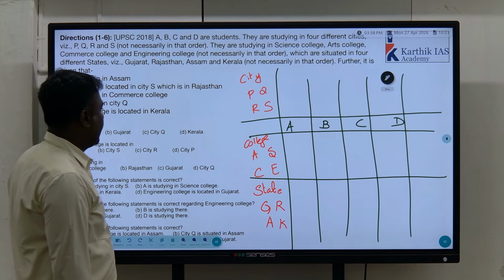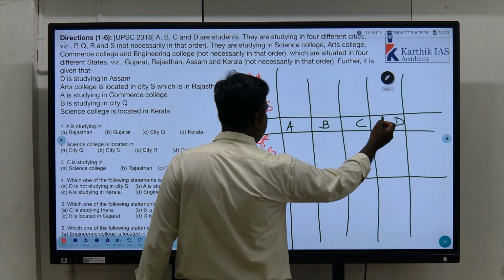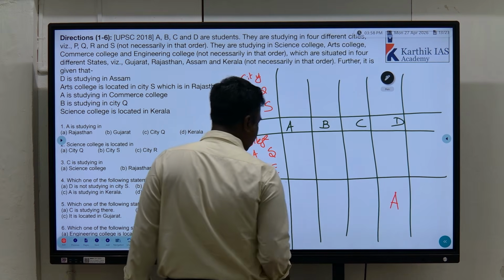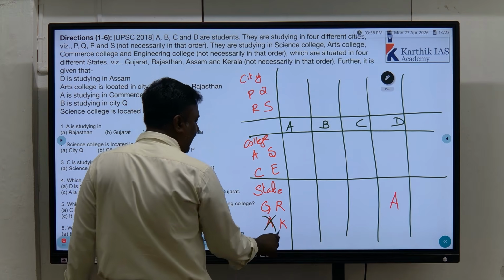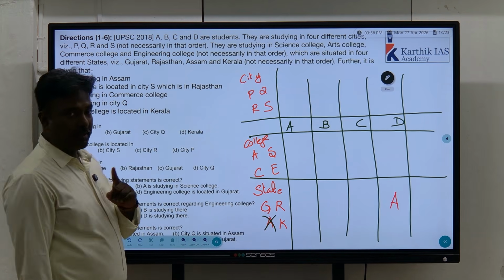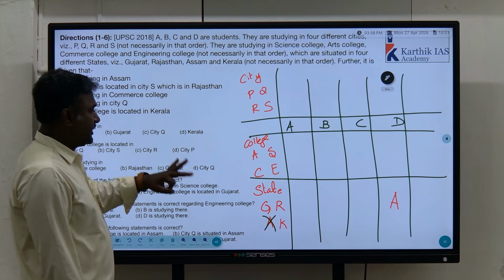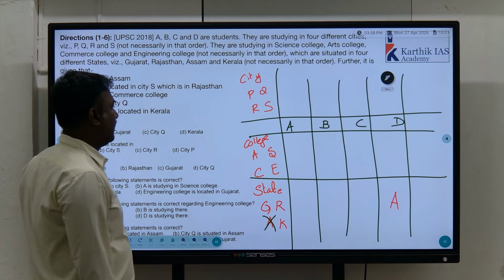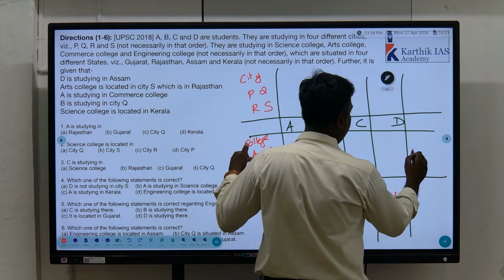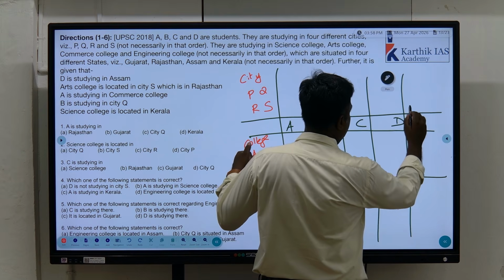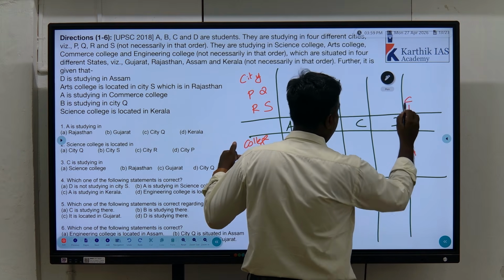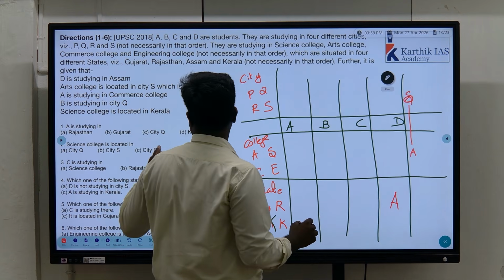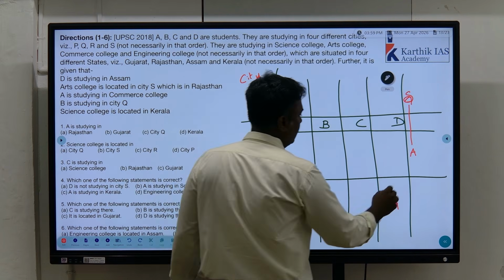See, D is studying in Assam. They mentioned the state Assam, so whenever you use it, cancel it. That is important. Now only 3 states are remaining. Arts College is located in city S, which is in Rajasthan.